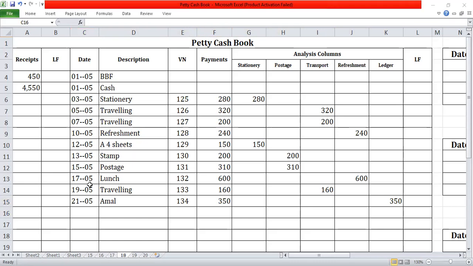Then the next date is 23rd May. Courier service. 135. Amount is 1,500. So normally courier service is used to transport the goods of the business. Am I correct? So the best place to analyze that is transport.